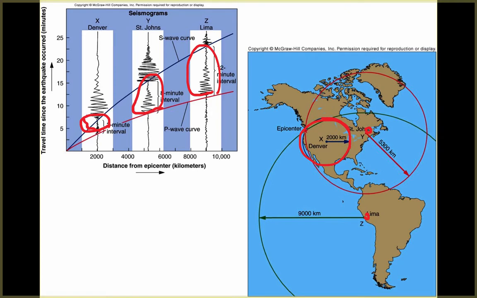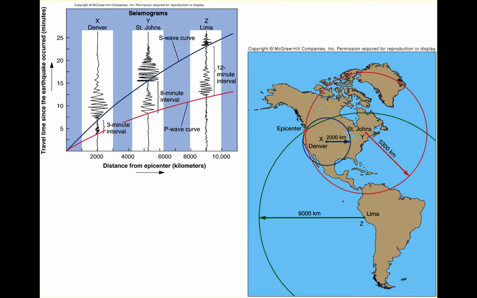This 8-minute interval, measured at St. John's, defines a circle of radius about 5,000 kilometres. And the 12-minute interval seen at Lima defines a circle of radius 9,000 kilometres. Where these circles intercept is the epicenter, or location, of the earthquake. Obviously we do this in 3 dimensions. We don't use just the P and S waves, but other phases if we can recognize them.